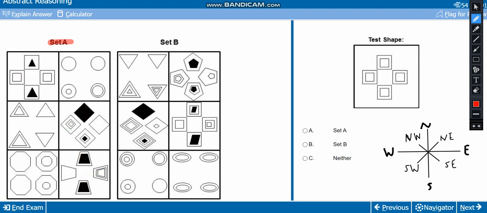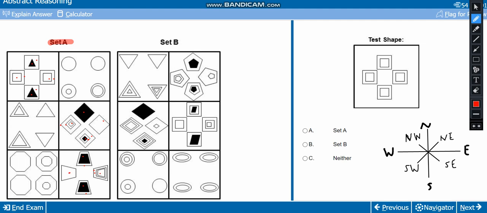Next, to do a little bit of counting, if we look at north and south only, we have 1, 2, 3, 4 shapes in the plus configuration. Let's look at the second example. 1, 2, 3, 4, and finally 1, 2, 3, 4. And we see something similar with the east and west shapes. 1, 2, 3, 4, 1, 2, 3, 4, and 1, 2, 3, 4.